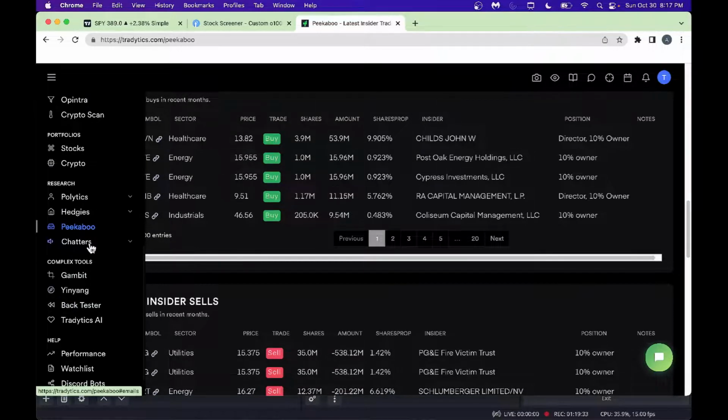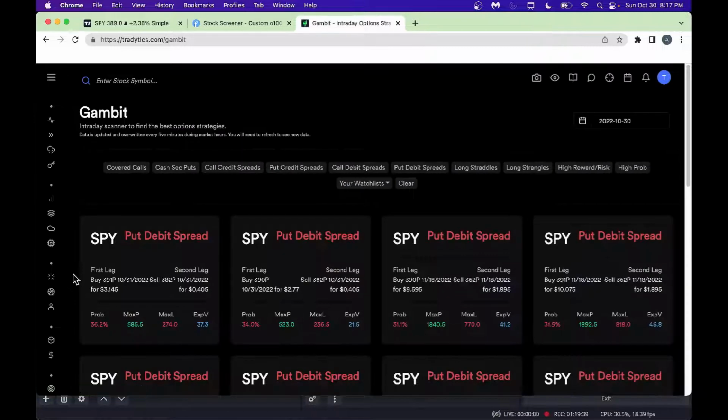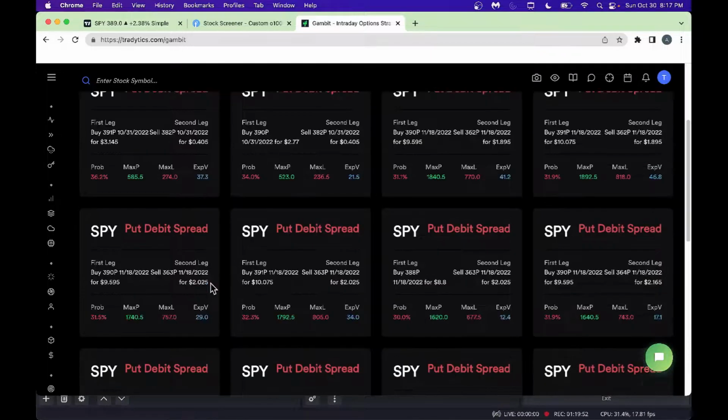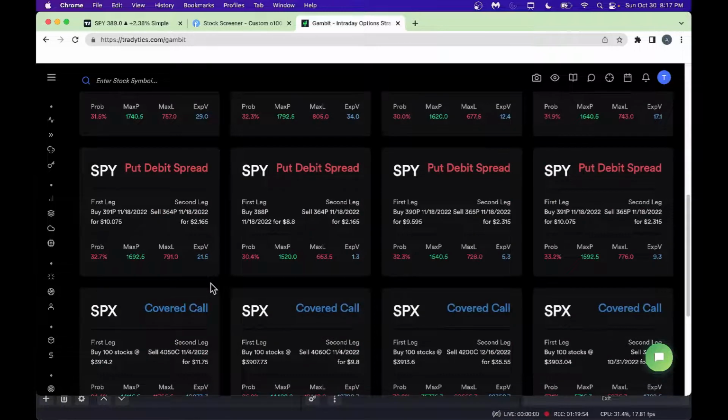There is a chatter. You could look at what's going on in the chatting world. If you are into it, you can also look at trade tools like Gambit here. There's a put spread. You can play along here. It tells you there is a SPY debit spread here. Tells you the first leg, second leg, and how much you have to pay. You could play along with it if you want to really do some spreading strategies.